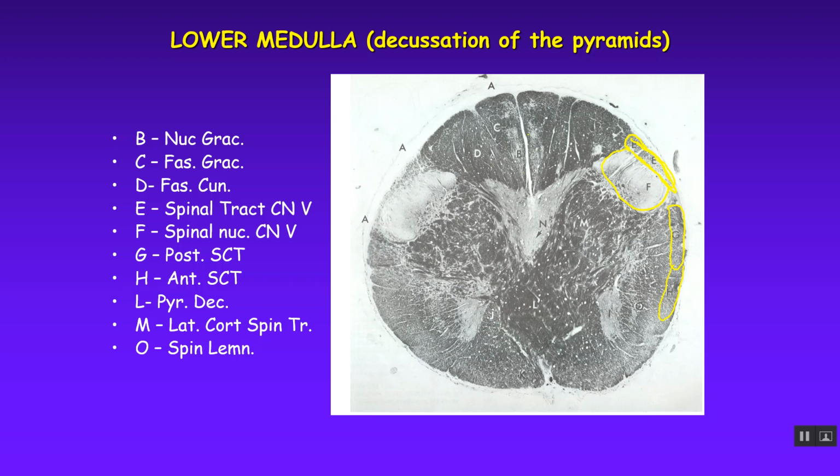L is that area right here. This is the crossing fibers. This is the pyramidal decussation of the pyramids. The pyramids are right here. So this is the front, this is anterior, front part of your medulla, and this is posterior.